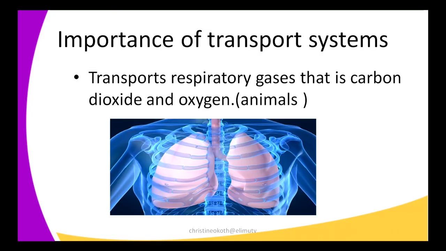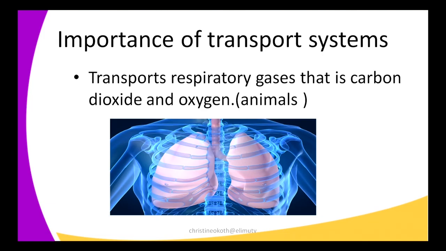So we're going to look at the importance of transport systems. Why are these systems very important in our bodies, in plants and in animals? So the first importance of transport systems is that they transport respiratory gases, that is carbon dioxide and oxygen in animals. We all need to take in oxygen because it's used for the process of respiration inside the body, and we need to take out carbon dioxide, which is not needed by the body. So a transport system ensures that there is a lot of intake of oxygen and we remove the carbon dioxide.